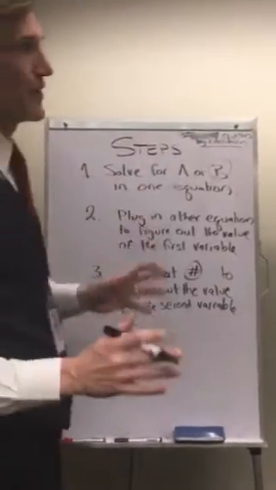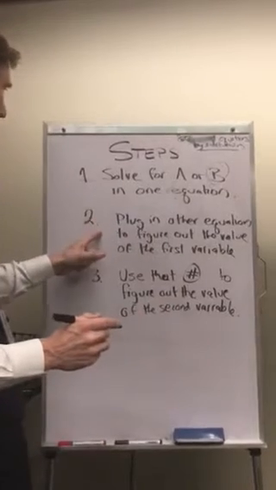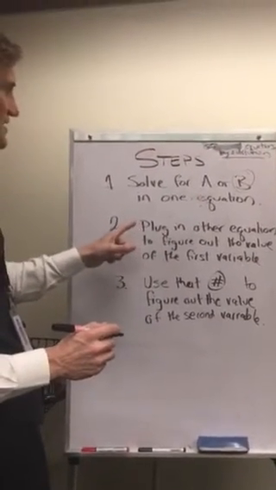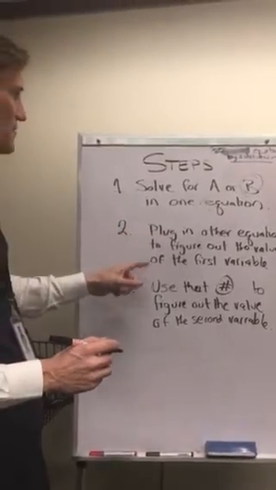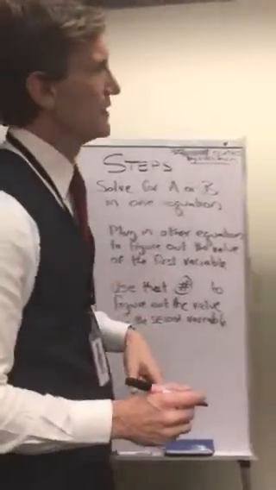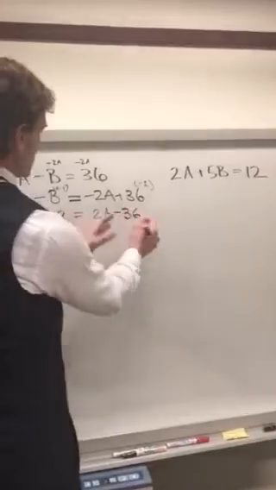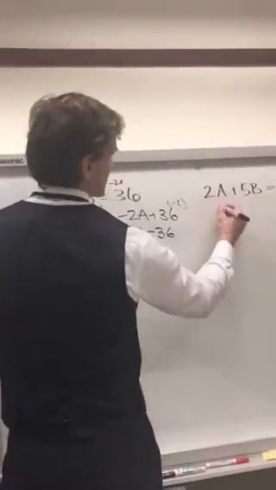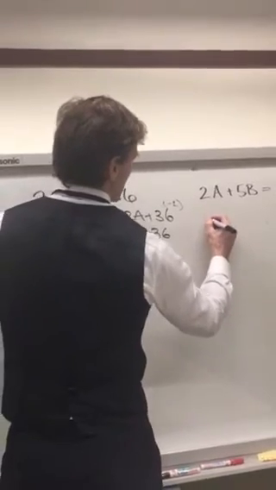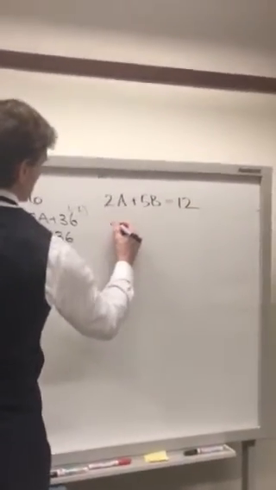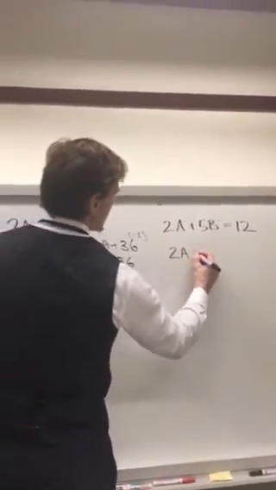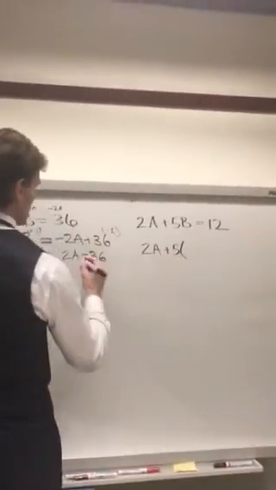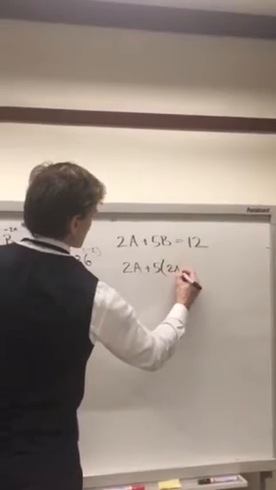Now we actually don't know the numerical value. That's how to do that now. We have to go back to the first equation. Second step: plug it into the other equation to figure out the value of the first variable. So we know that B is worth 2A minus 36. So when I do this second equation, I'm going to keep this 2A as is, because we don't know what 2A is. But we do know that B is the same thing as 2A minus 36.